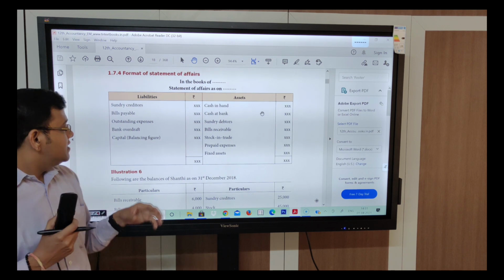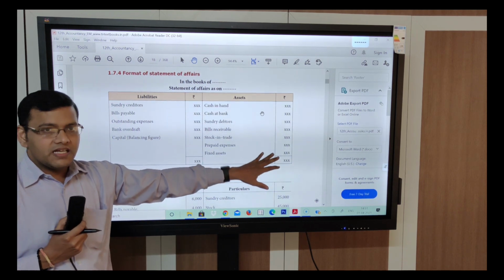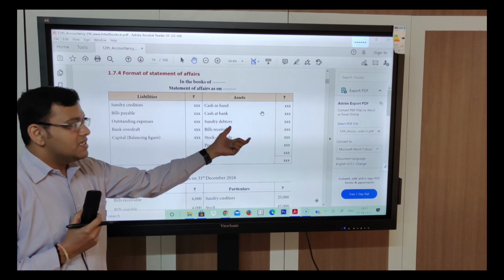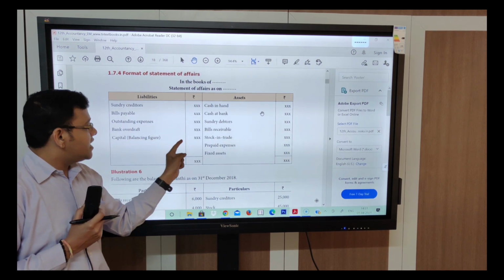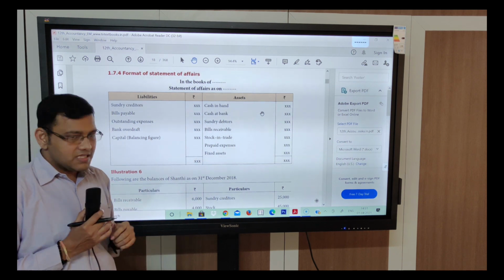So the capital over here is the balancing figure. That is, whatever is there on the asset side and the liability side, you will be subtracting the liabilities and you arrive at the capital. This is the answer which we wanted. So this will be the balancing figure.